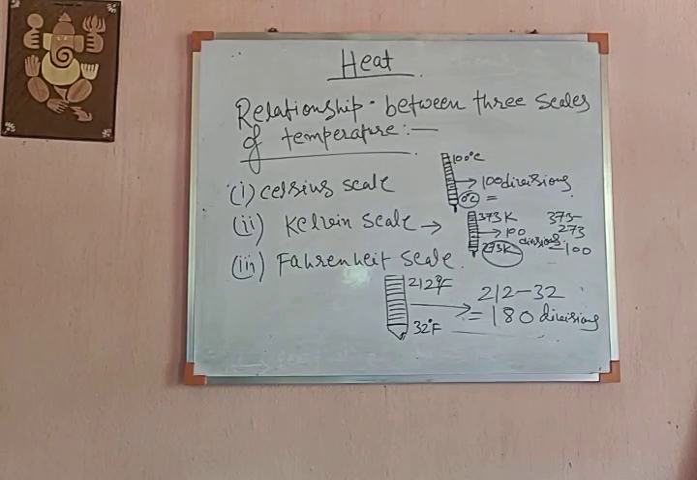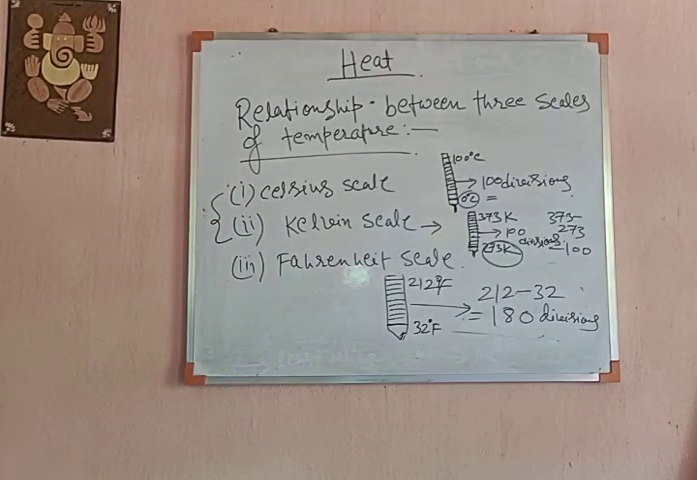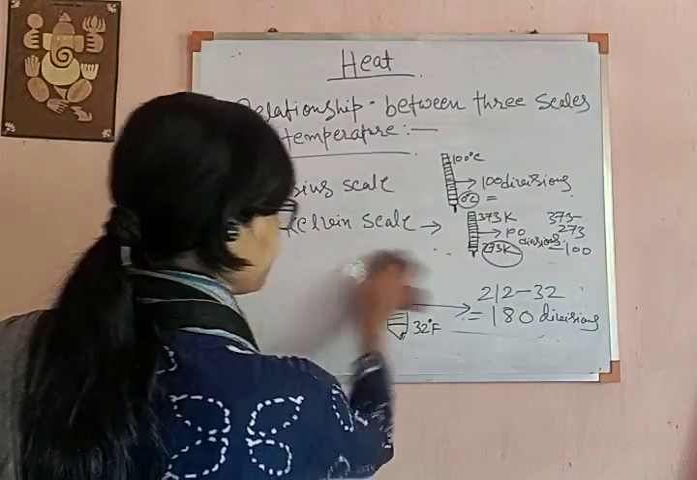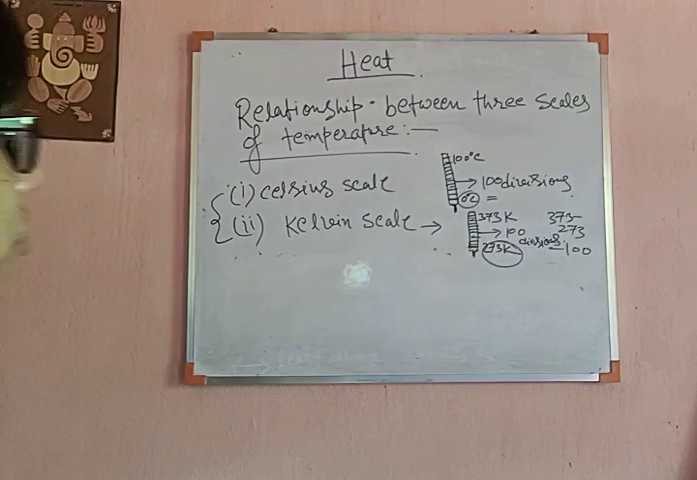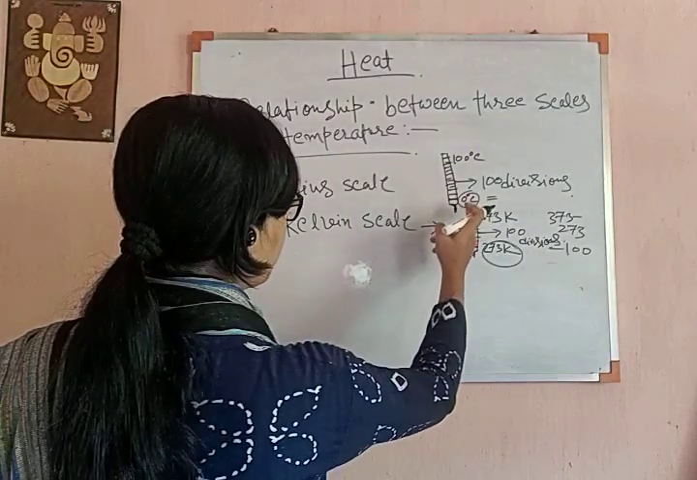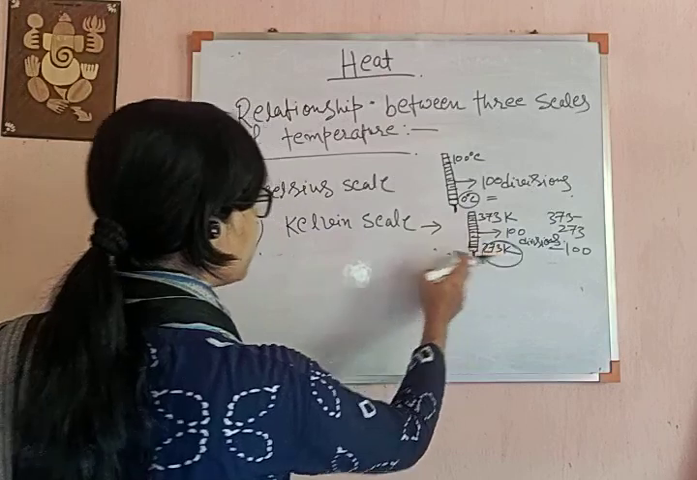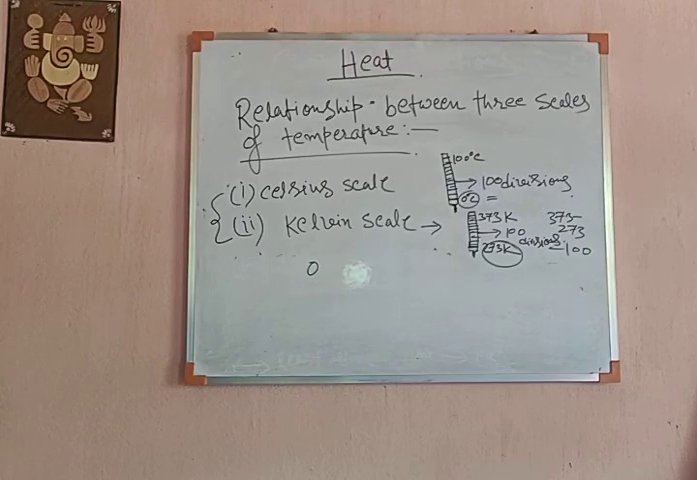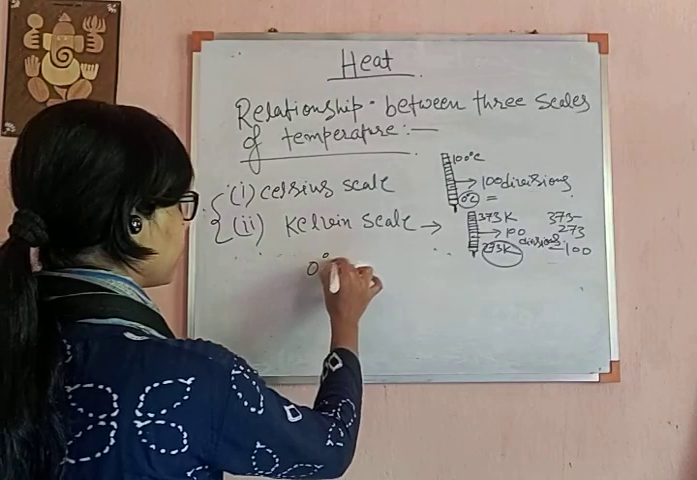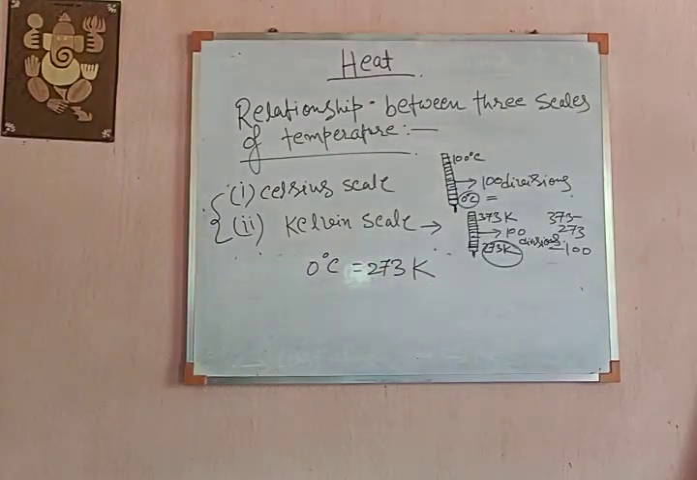First, how to correlate between these two, that is Celsius scale and Kelvin scale. In these two scales you can see that both have 100 divisions. I have said that the initial temperature in Celsius scale is 0 degrees Celsius and that is equal to 273 Kelvin in Kelvin scale. So we can write that 0 degrees Celsius equals 273 Kelvin. Now suppose you are increasing the temperature from 0 degrees Celsius to T degrees Celsius.